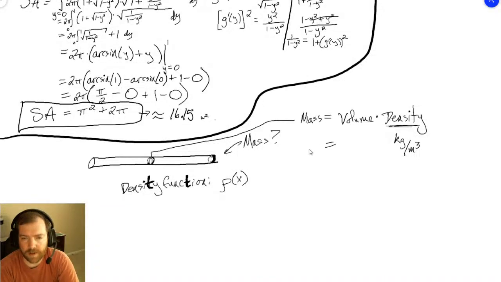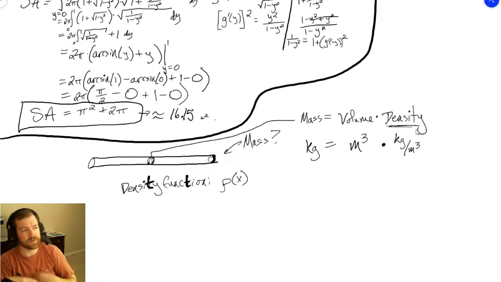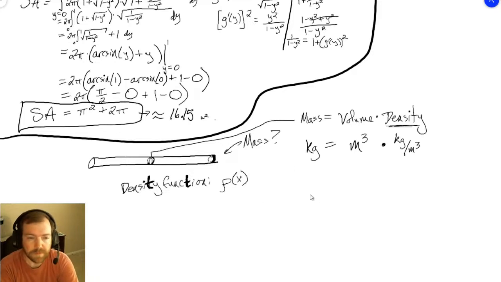We know that we need kilograms at the end, so clearly we're going to need to multiply this fraction by cubic meters in order to divide out those two pieces and just be left with kilograms. Alright, so how do we figure out the volume of this particular rod?